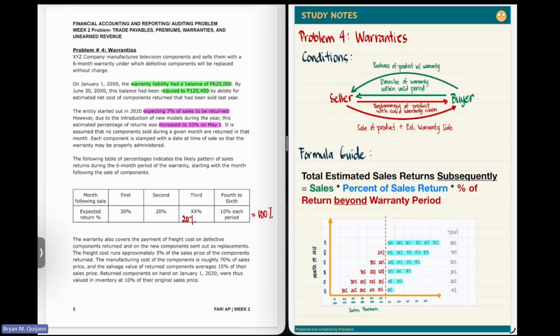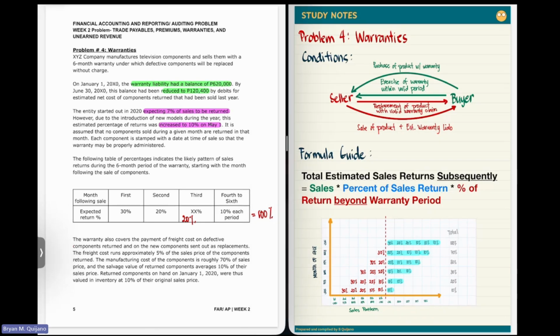Now, let's say the buyer is going to exercise the warranty or the contract of warranties. The seller will assess if the warranty is within the valid period, then the seller is obliged to perform its obligation. It can be a replacement of the parts, or it can be a full replacement of a defective product. I've highlighted some key words.